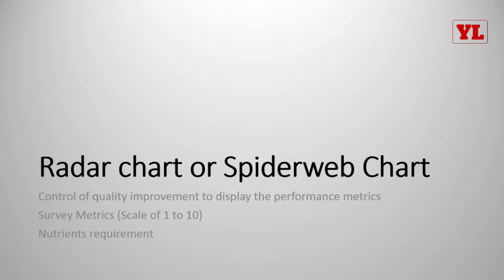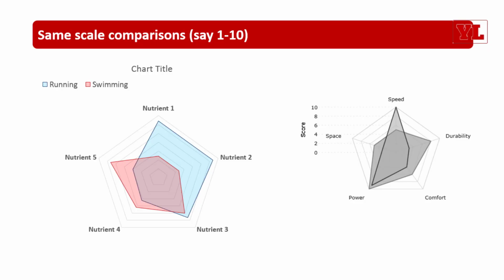This time we are going to talk about Radar chart. It's also popularly known as spiderweb chart. Now why is it used? How does it look? Let me give you a glimpse. So take for example, there are two forms of exercises, running and swimming. And as a body scientist, I am checking out whether the nutrient 1, nutrient 2, 3, 4 and 5, what quantities it's essential for these two forms of exercises.